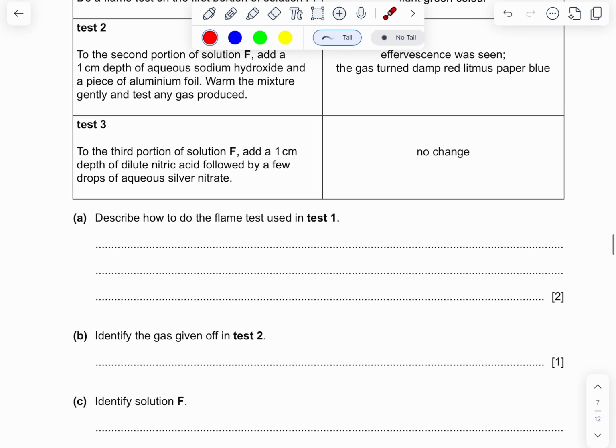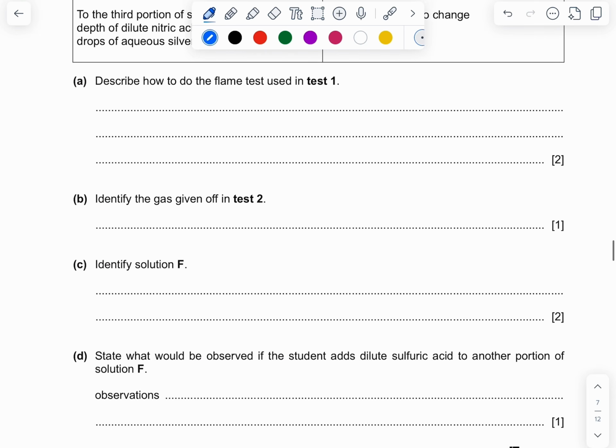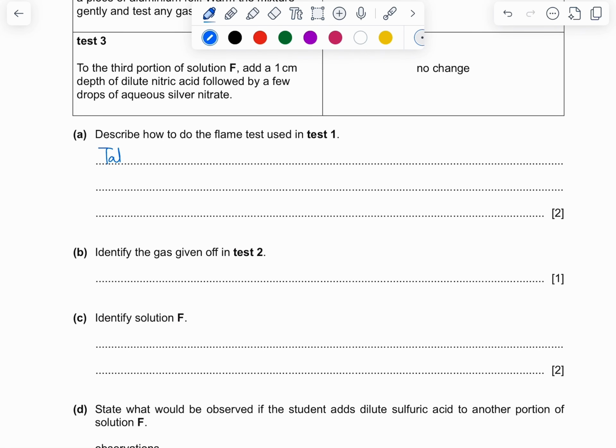There is no chloride. Alright, describe how to do the flame test used in test 1. How do you do the flame test? So you basically say take a wire loop. It must be completely clean and made from an inert material, full stop. What do you do next? Dip it in the solution.